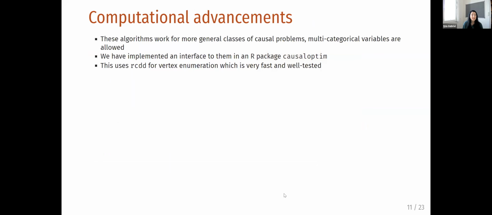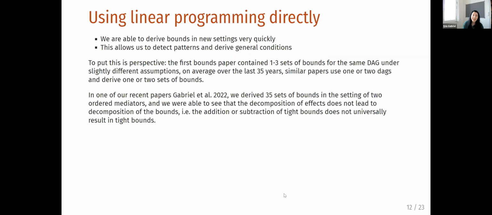So the computational advancements that we've made are these: the algorithms work for a general class of causal problems, including multi-categorical variables. Additionally, we can do many things more than the risk difference. We have a recent paper bounding the natural direct effects and many of the decompositions of two ordered mediators. We've implemented an interface in the R package, which is a Shiny interface, so you can draw the DAG that you're interested in like you would in DAGitty. And then, as I said, we have sped up the vertex enumeration. And because of that, when you're directly using a case where linear programming applies, we're able to derive bounds in new settings very quickly. And this allows us to do it in many, many cases and detect patterns. You'll see that later, we were able to use that in the ordinal case. And then we're able to derive general conditions.